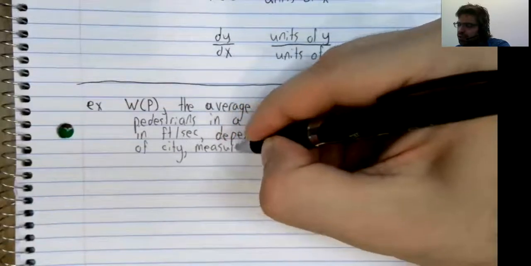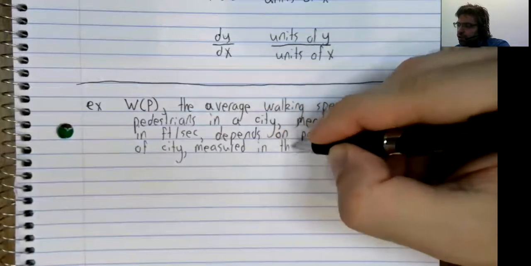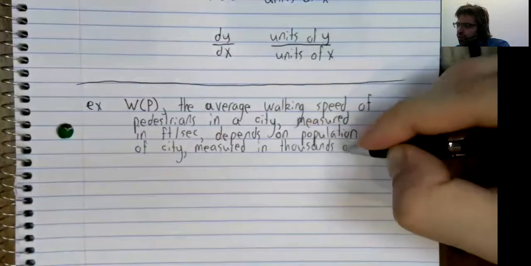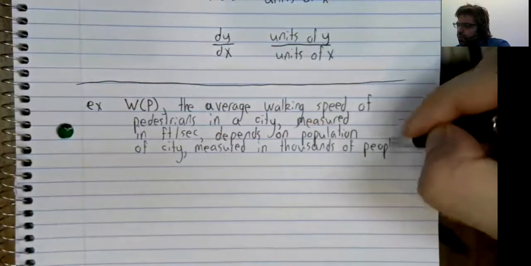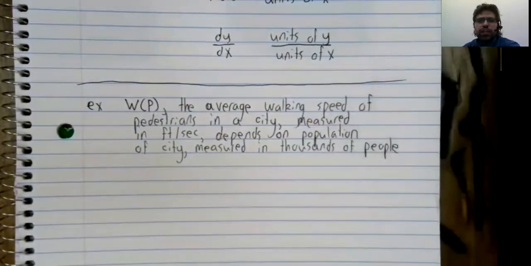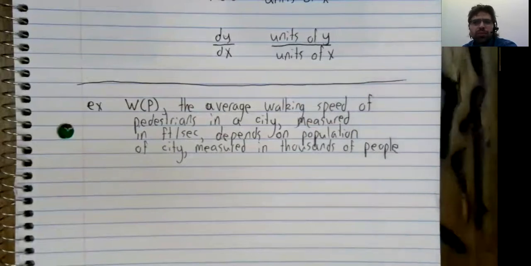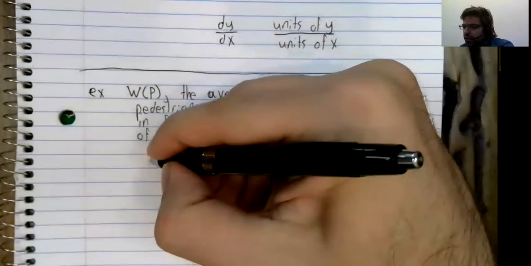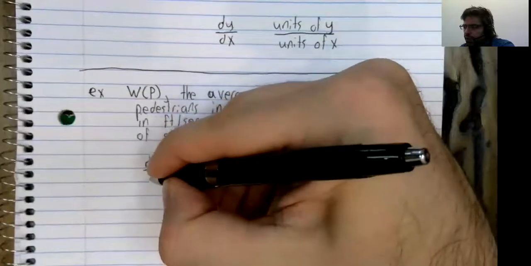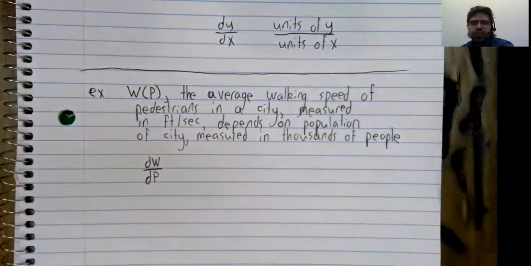Let's measure that in thousands of people. In general, the bigger the city, the faster people walk. And because walking speed is a function of the population, you could take the derivative of the walking speed in terms of the population. I haven't given us an actual formula to work with because the actual formula involves a logarithm and we don't know how to take those derivatives yet.